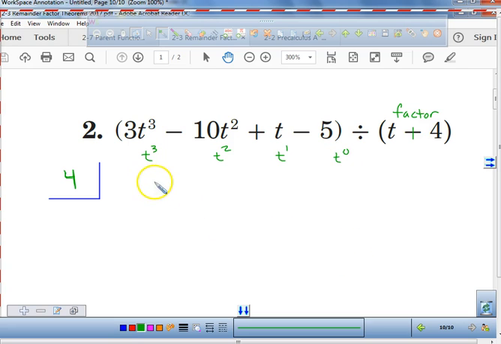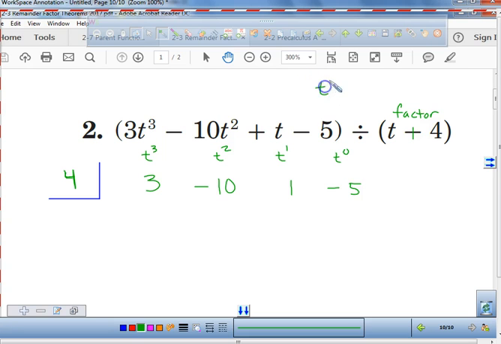How many t cubes do we have? We have a total of 3. How many t squareds do we have? We have a total of negative 10. There is 1 t in the problem, and there are negative 5 t to the power of 0.